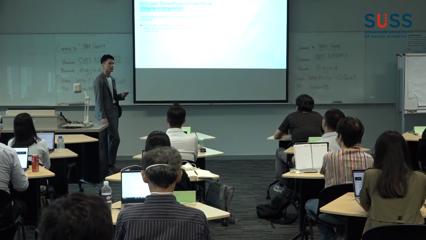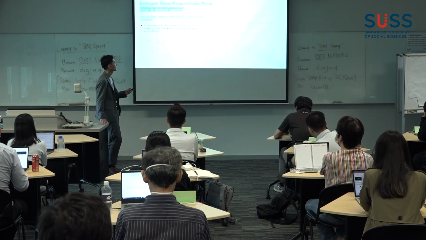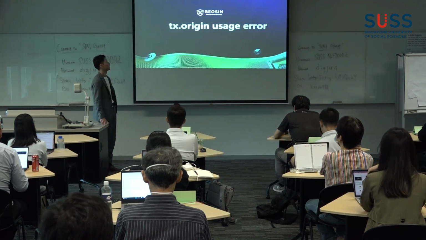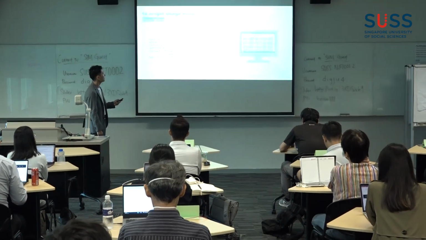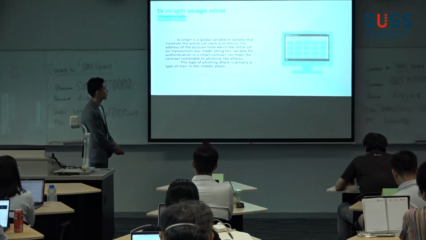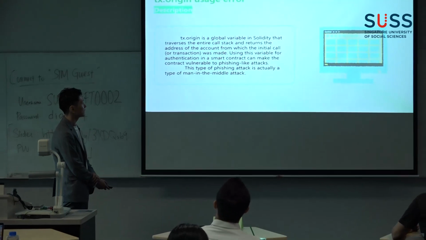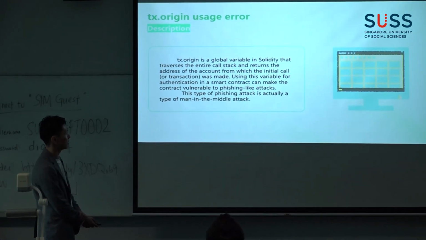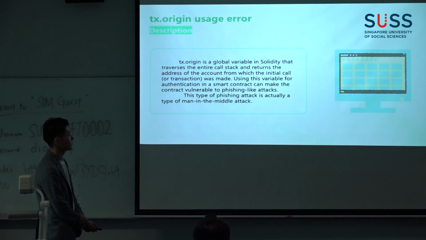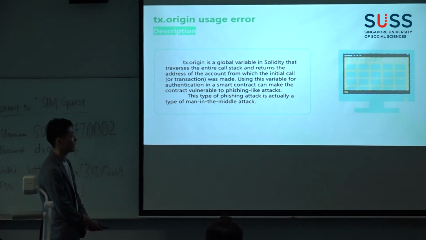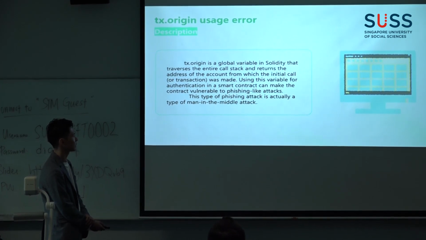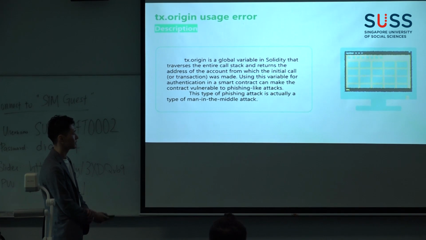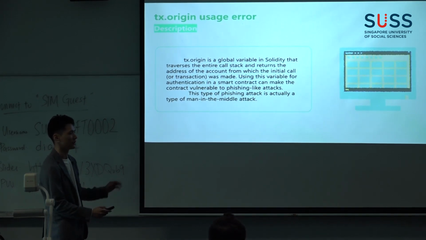Any other questions? Okay, let's continue. Now we're going to talk about transaction origin. tx.origin is a global variable in Solidity that traverses the entire call stack and returns the address of the account from which the initial call was made. Using this variable for authentication in a smart contract can make the contract vulnerable to phishing-like attacks. This type of phishing attack is actually a type of man-in-the-middle attack, so I would say it fits more in the line of the hijack definition.